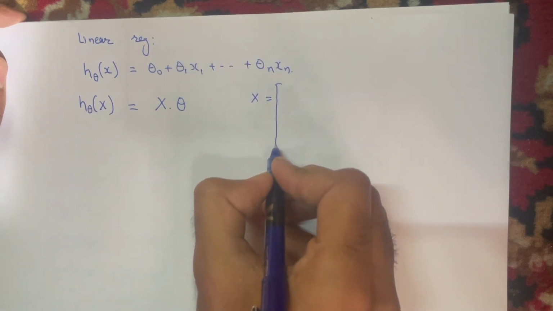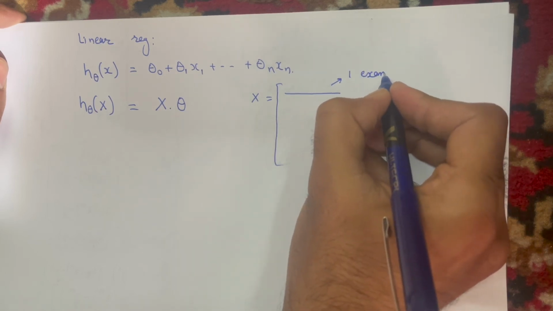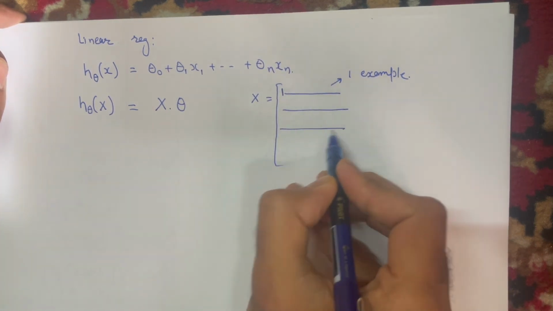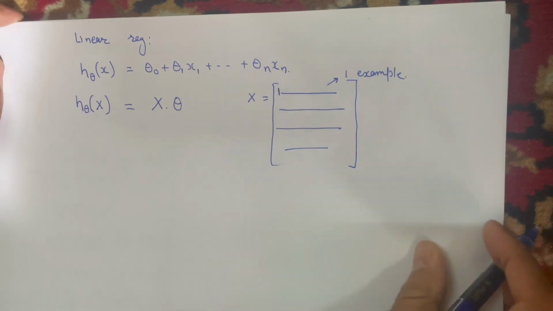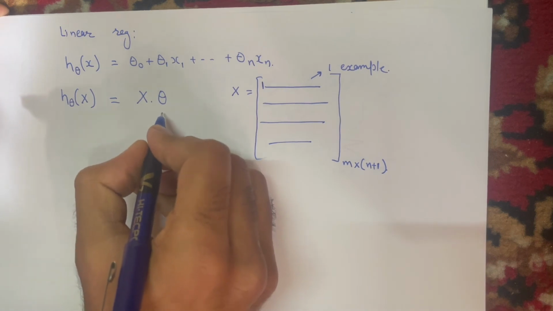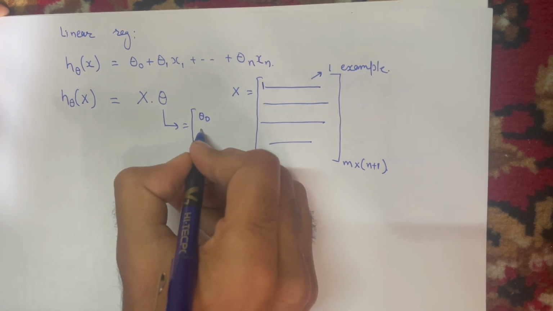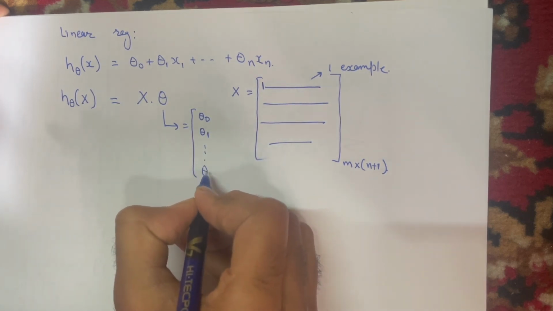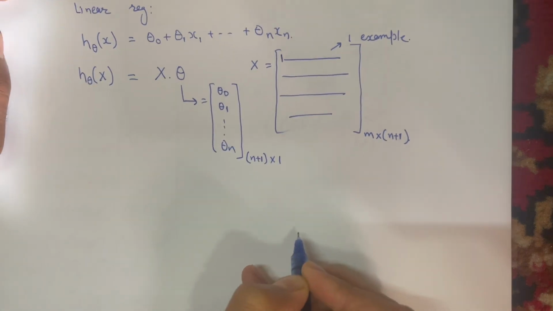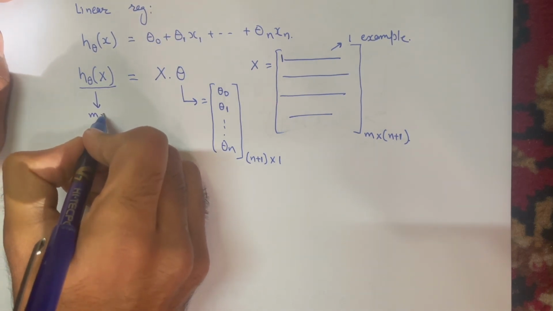And what is x? X is an input matrix where each row represents one example. And at the beginning of each row, we have one extra one. Okay, so this is the x, and the size of this is m cross n plus 1. And our theta is the parameters that we try to find, and the size is n plus 1 cross 1. And this h of theta x is also a matrix of size m cross 1.